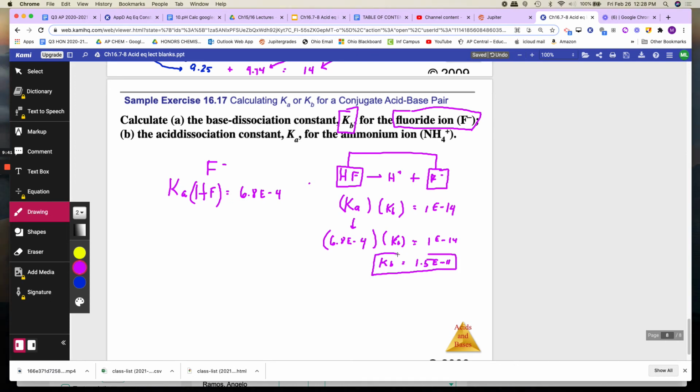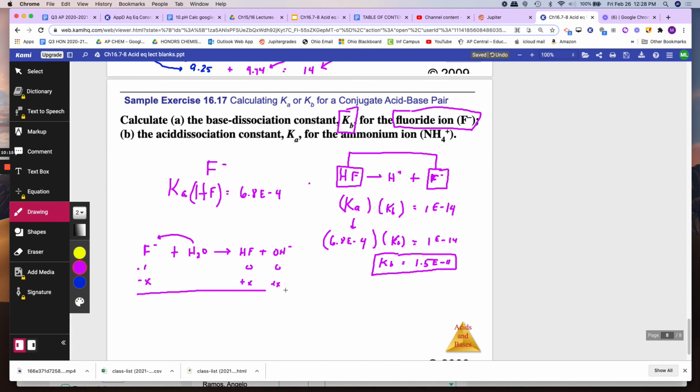That is Kb. If you had F minus in water, what you will do then is you will do F minus, you will add water to that, and you will get, remember bases take the H, you will get HF plus, and the H will be gone, and the OH will be left, OH minus. So you would do, let's say they told you a molarity of 0.1 molar, just for example. You're going to do minus X, plus X, plus X. And then you're going to do 0.1 minus X, X, X, and you will use this as your Kb for the F minus. Okay, so that's how you use that.